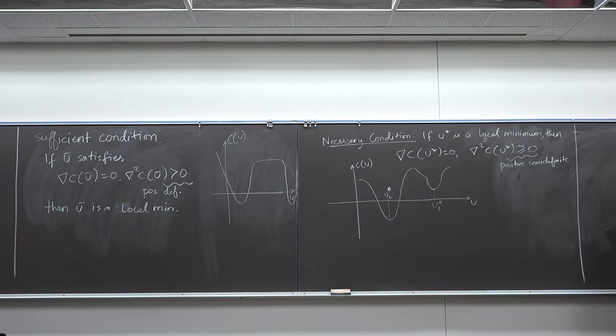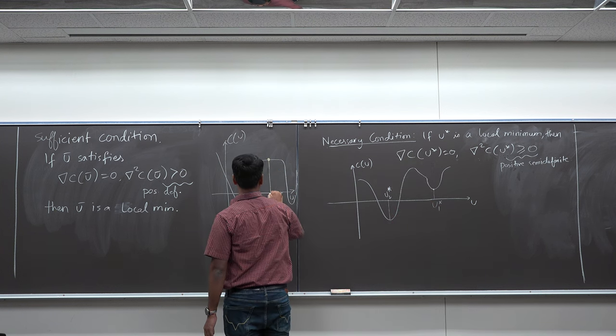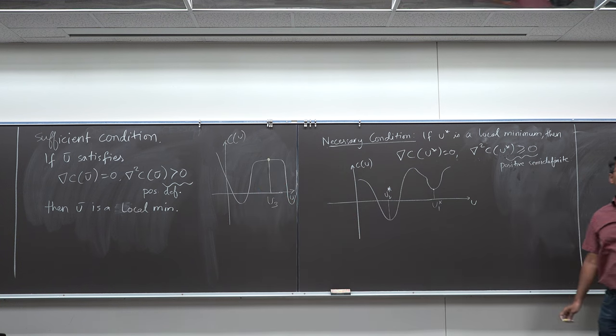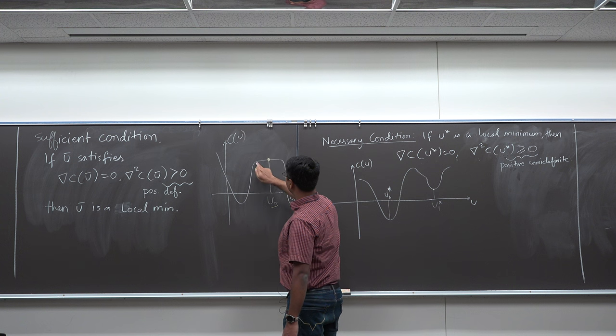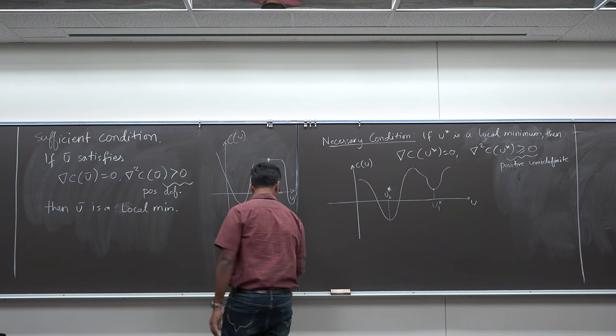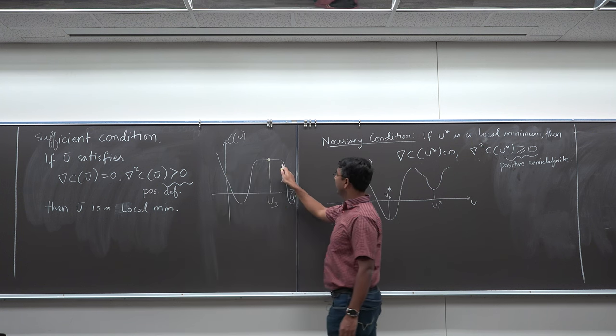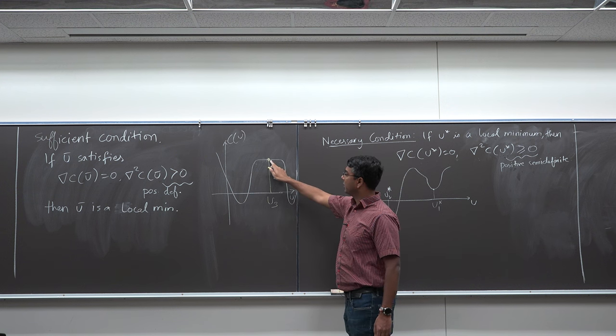Let me give you an example where this condition is not satisfied. So we have this function and let us consider a point here, u3. What's the slope of the function at that point? Zero, right? Because the tangent is horizontal. What about the second derivative? The second derivative is also zero because the function is flat. The slope remains zero throughout, and then the slope again starts decreasing. So the second derivative is also zero here.